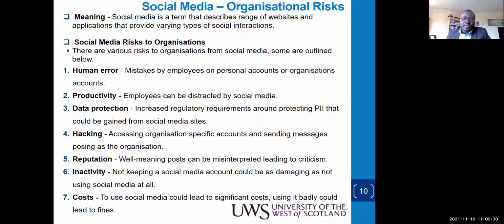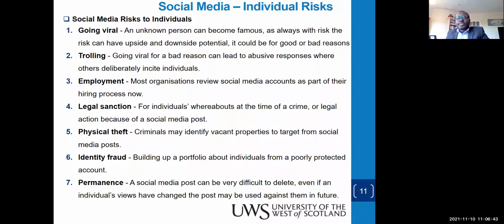We look at the risks to individuals. Now, the cost could also be significant. So using social media could lead to significant costs. It could lead to fines if you don't use it in the right way, if you're using it for wrong purposes.